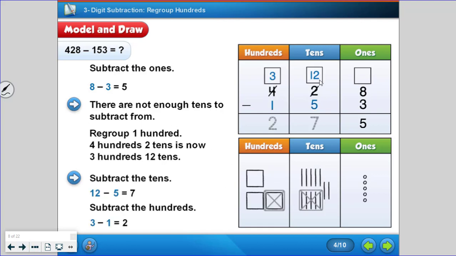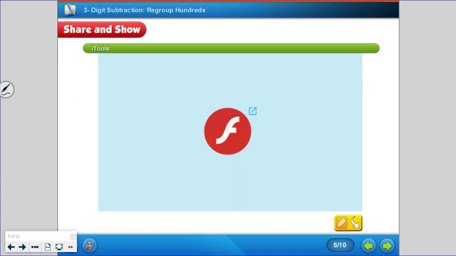So we subtract those tens. 12 take away 5 equals 7. Right? And that's what they showed down here. They crossed out 5 of those tens out of the 12 tens. And now we can go to our last step. Whoops.